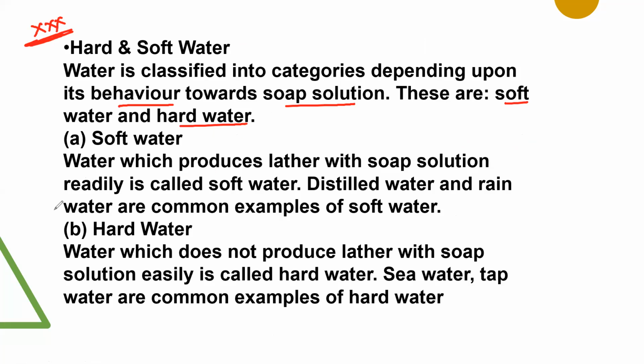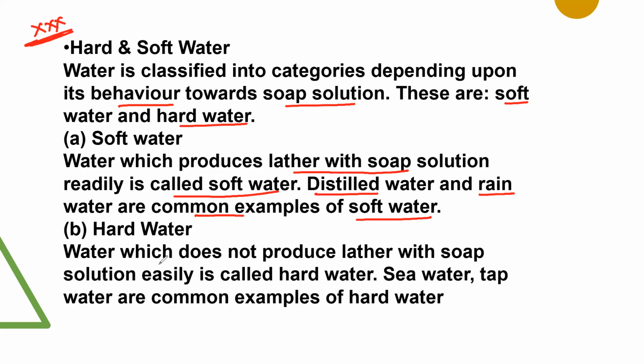Based on the behavior towards soap solution, water is classified into two categories: soft water and hard water. Water which produces lather with soap solution readily is called soft water. Distilled water and rainwater are common examples of soft water.